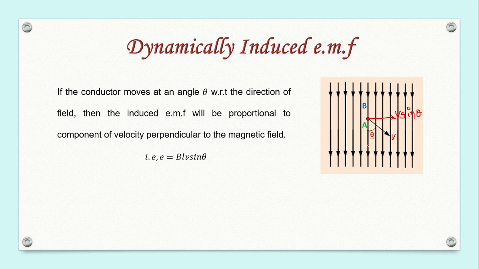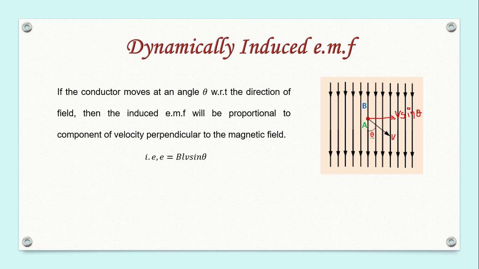Initially we have seen that when the conductor is moving in the direction of the magnetic field, the induced EMF is 0. That is, theta is 0 in that case. So if we substitute theta equal to 0, it will be sine 0. So EMF is 0.